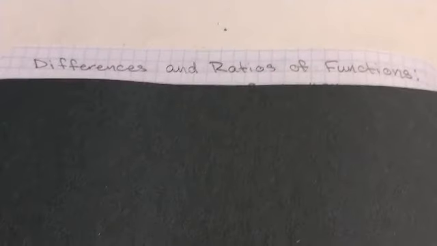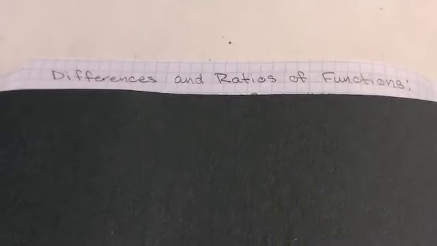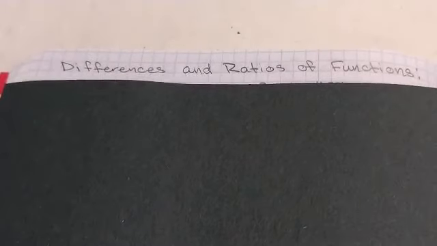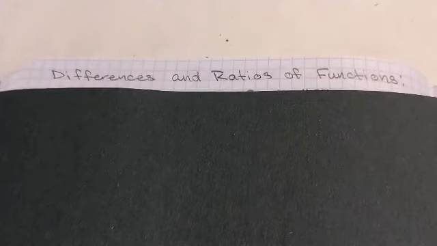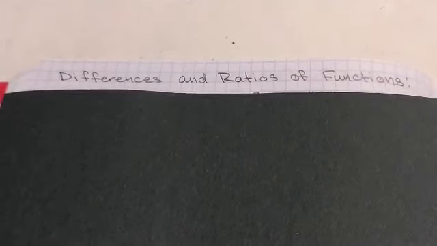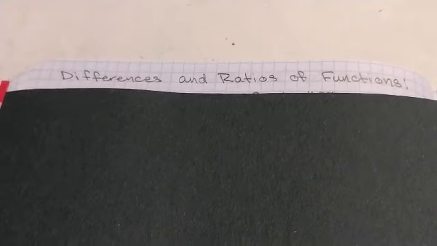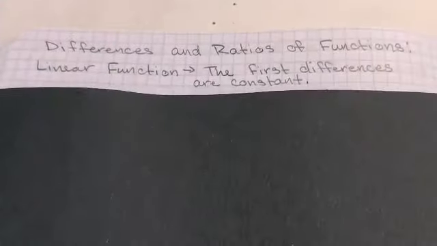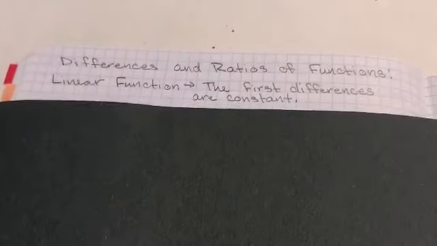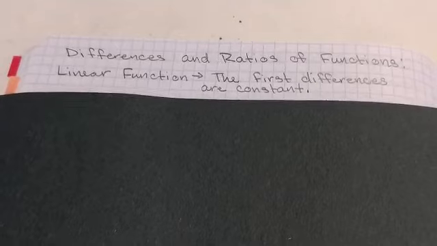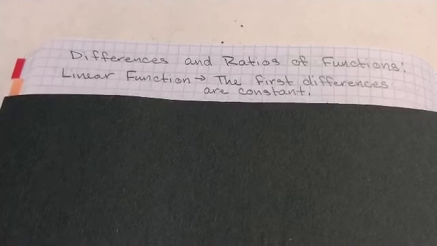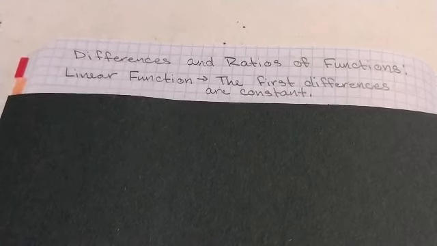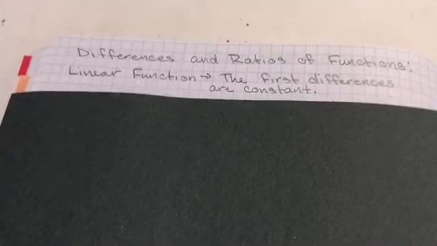So next we're going to look at differences and ratios of functions. Basically, how can we tell from a table if a function is going to be linear, exponential, or quadratic? The first thing is, if it's linear, then the first differences are going to be constant. The first difference is constant for a linear function, and we'll talk about what that first difference means. Constant means the same.